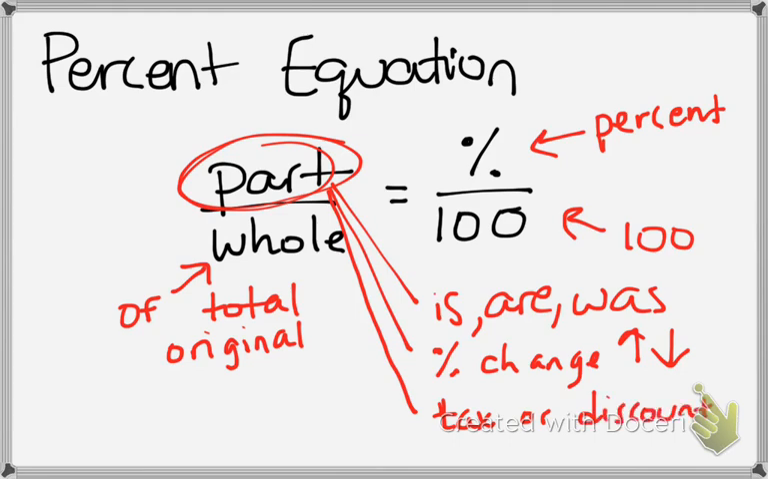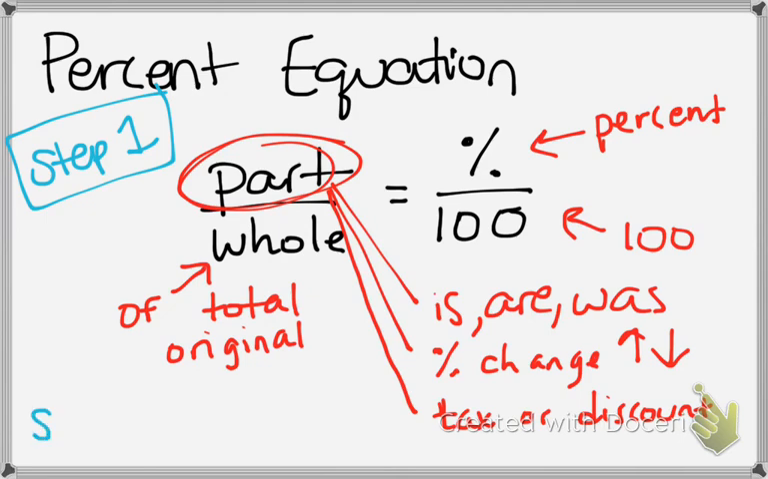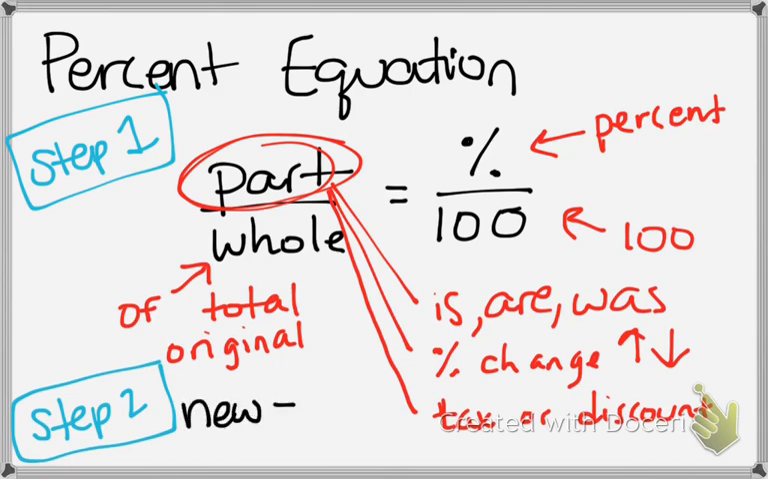So your first step is always, whenever you see a percent sign, to use the percent equation. The second step, if it wants more than just the percent, or the change, or the tax, or the discount, if it wants the new price, your new is going to be your original plus or minus the answer there. So again, it's going to be plus the tax, minus the discount. And that's basically it.